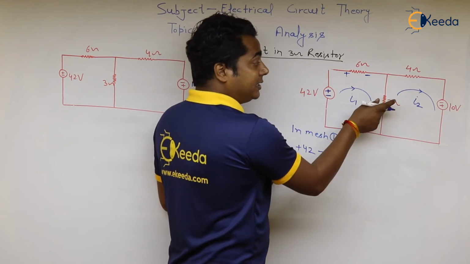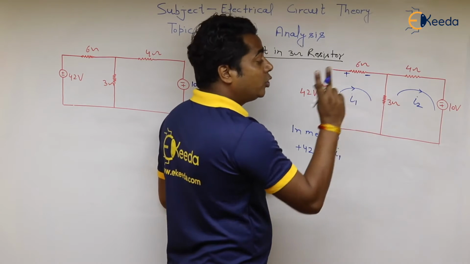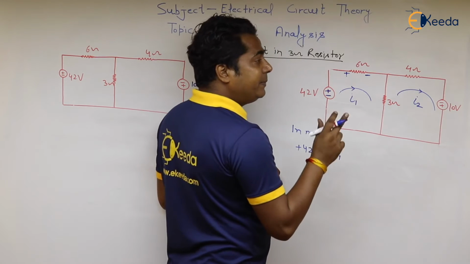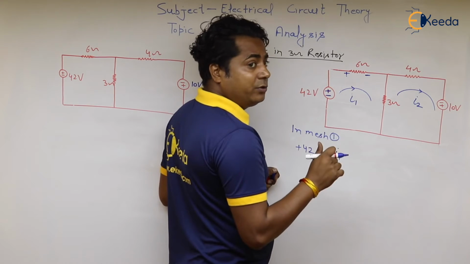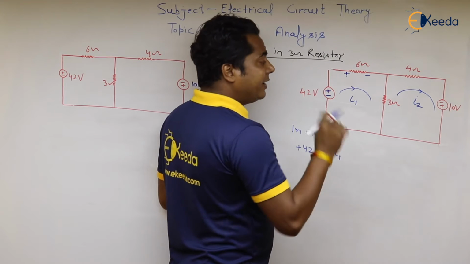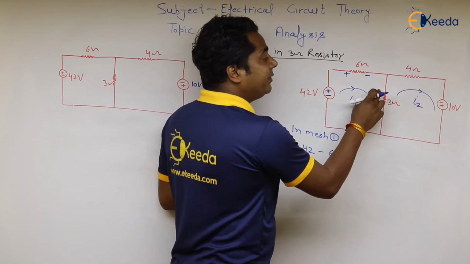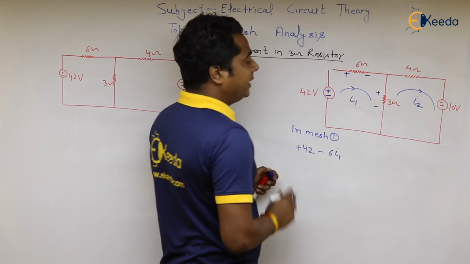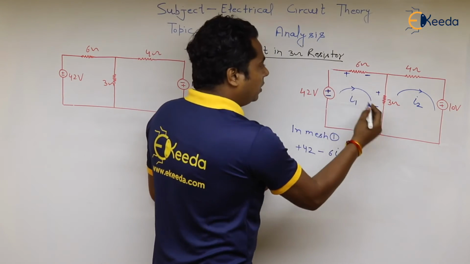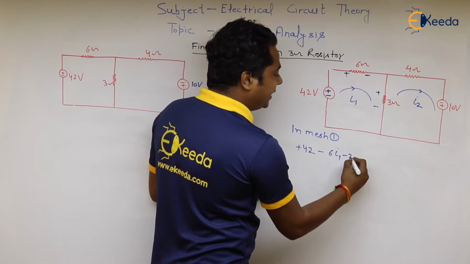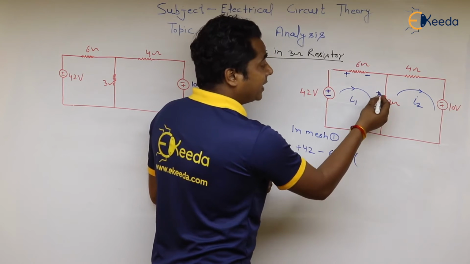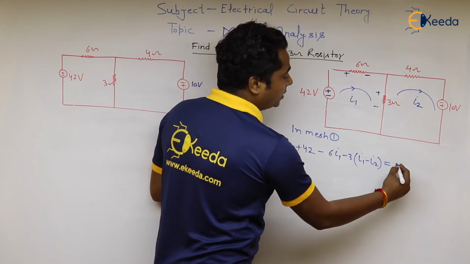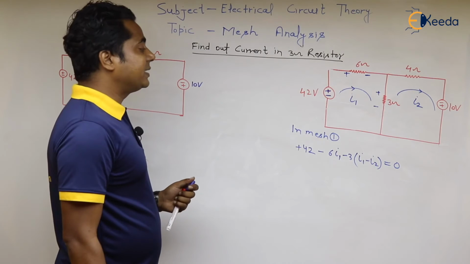Then again, this is 3 ohm resistor, and two currents are flowing, I1 and I2. And we will be taking I1 greater than I2 when we are applying KVL in mesh number 1. So when we take I1 greater than I2, then plus will be here and minus will be here. So minus 3, and we are assuming I1 greater than I2, so I1 minus I2, is equal to 0. This is for mesh number 1.